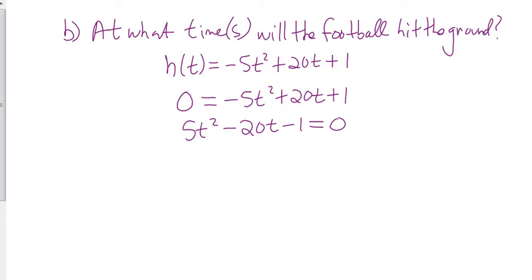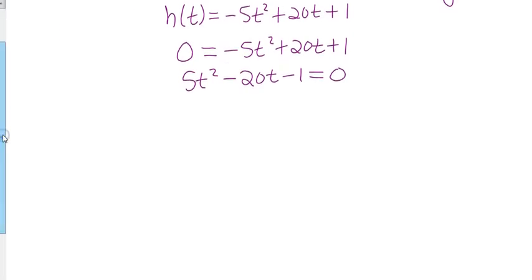Is it factorable? Are there two numbers that multiply to 5? I don't think it factors. So quadratic formula, that's what you think. We use the quadratic formula, right? Negative b plus or minus the square root of b squared minus 4ac, over 2a.